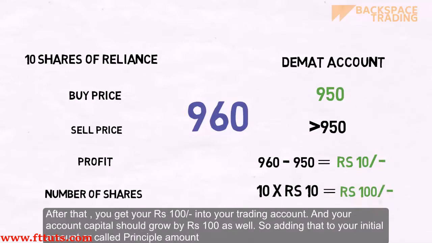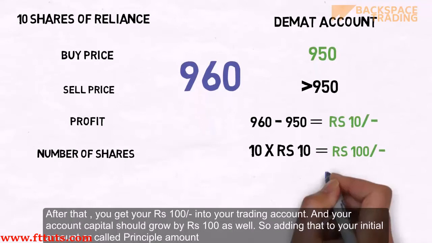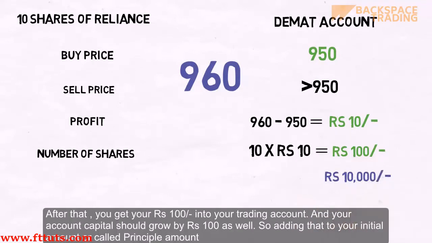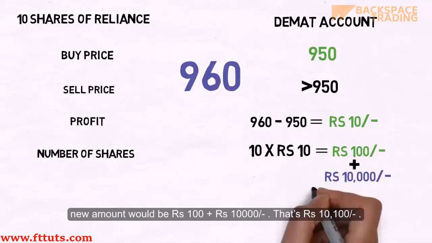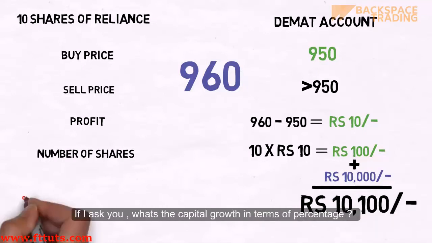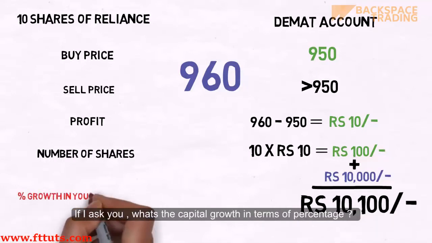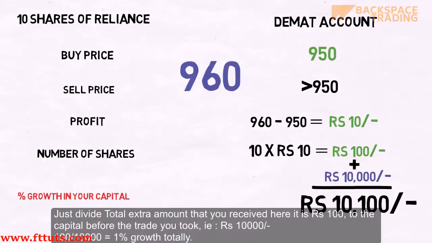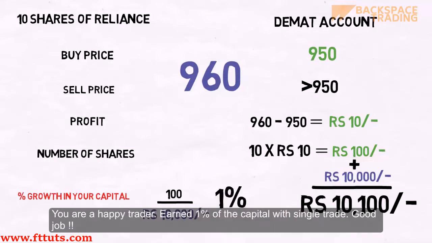After that, you get your rupees 100 into your trading account and your account capital should grow by 100 as well. So adding that to your initial amount, or called principal amount, new amount would be 100 plus 10,000, that is 10,100. If I ask you what's the capital growth in terms of percentage, just divide total extra amount that you received here, which is 100, to the capital before the trade you took, that is 10,000. So that is 1% growth. You are a happy trader, earned 1% of capital with single trade.